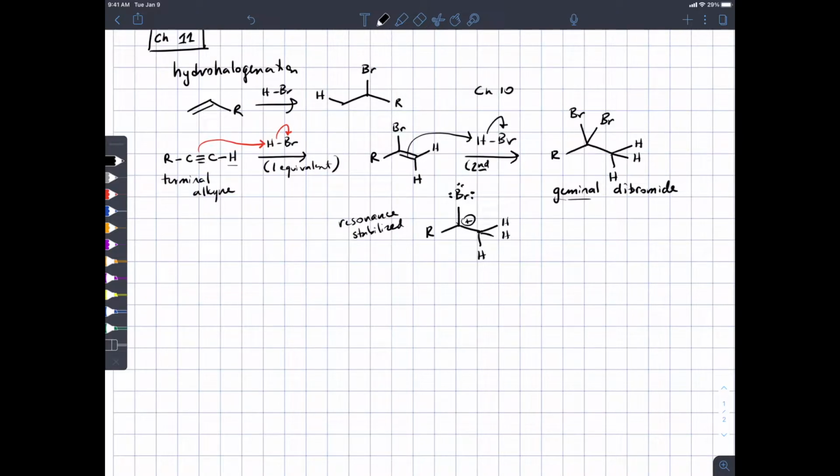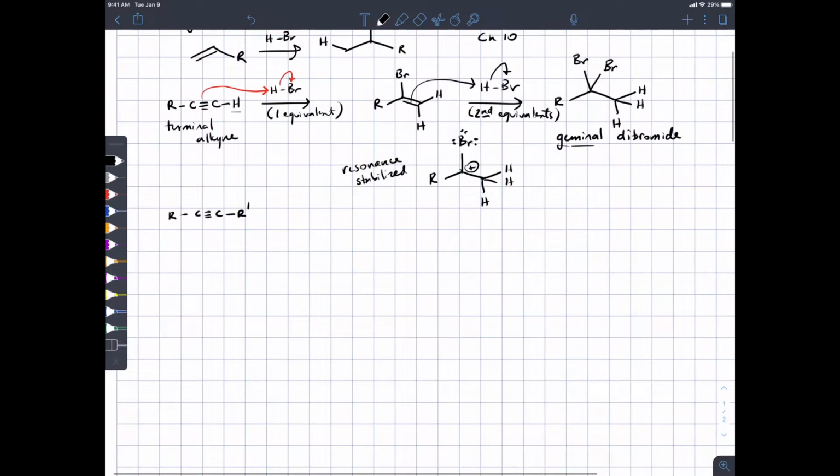I will specify whether we're just adding 1 equivalent or 2 equivalents of HBr. I will point out that if your alkyne is a little bit more complicated, that is, if it has 2 non-hydrogen things attached and the 2 non-hydrogen things are different from each other, you're going to get 2 possible products. One in which the 2 Brs are adjacent to the R group, and the other in which the 2 Brs are adjacent to the R prime group.